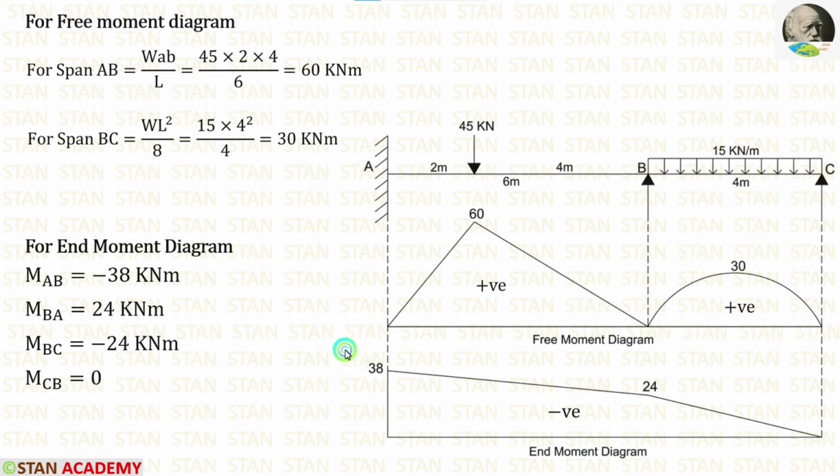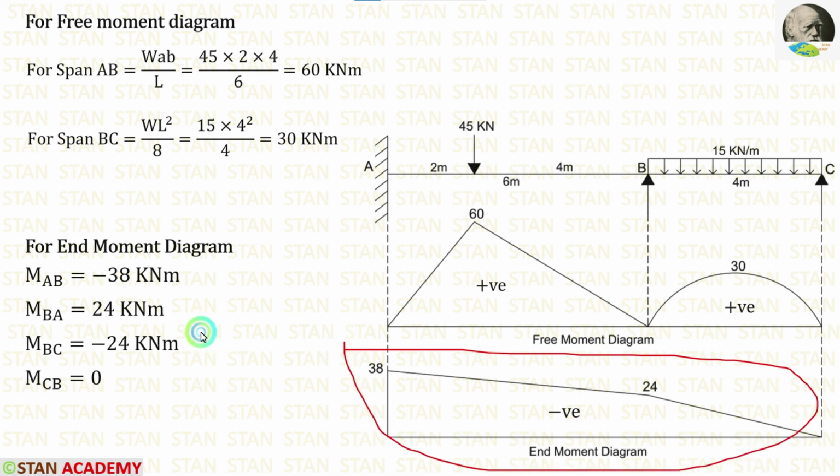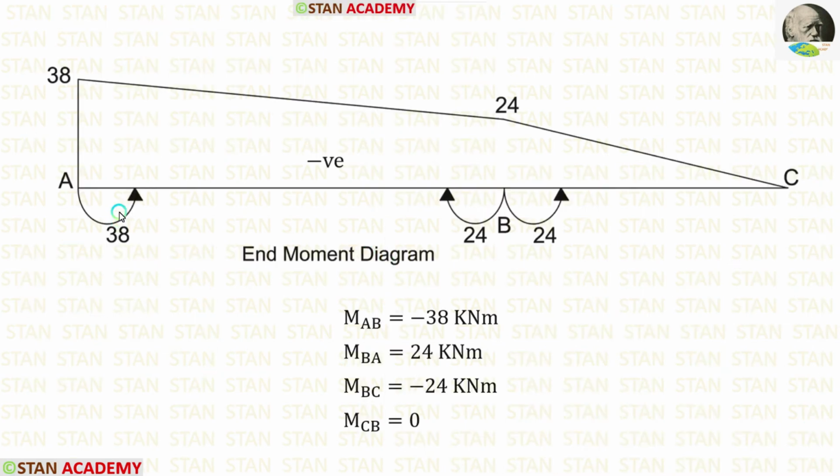Now let's see how to make the end moment diagram. Using the end moments, we have to make this diagram. First, we have to draw these curves. MAB is acting in the anticlockwise direction, MBA is acting in the clockwise direction, and MBC is acting in the anticlockwise direction. Now we have to see the direction of the curve. All the three curves are indicating upwards, so the points will come above this line.